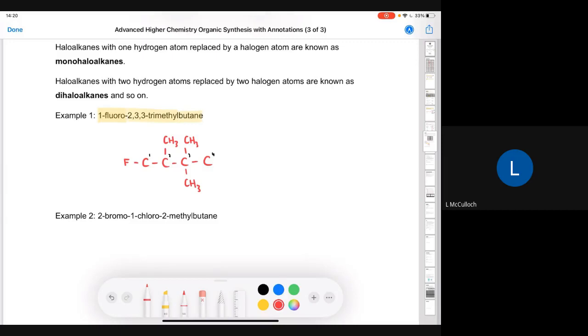And then all we have to do with this is to pop on the hydrogens to ensure that every carbon is making 4 bonds. So that will look like that. So that's your structure there for 1-fluoro-2,3,3-trimethylbutane. I'll give you just a little minute to give you some time to get that copied in.